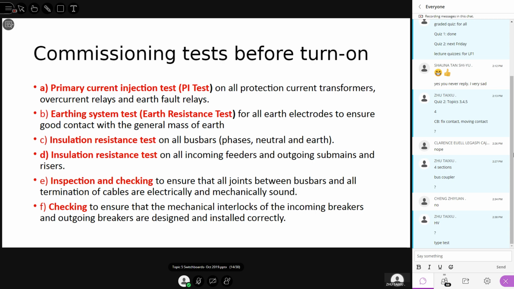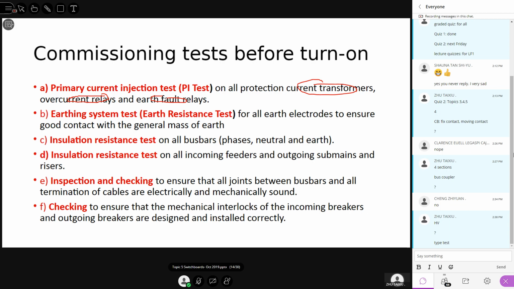Now this is a large current injected in the primary side, so that you can test the current transformer, overcurrent relay and earth fault relay. So this primary current injection test can check the whole circuit actually, including CT, overcurrent relay, and the earth fault relay. Okay. Then the other test is the earthing system test.